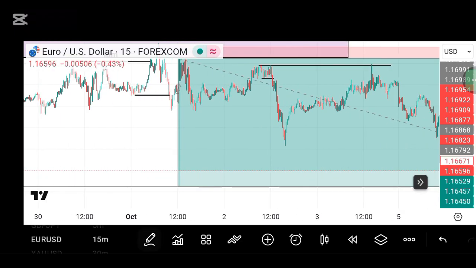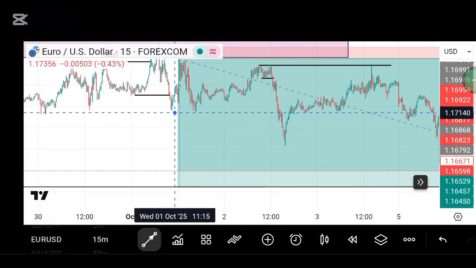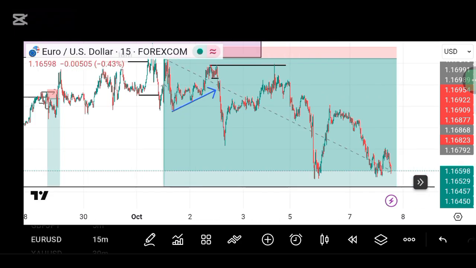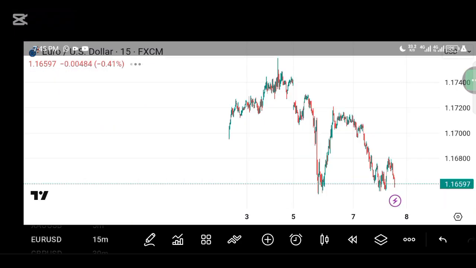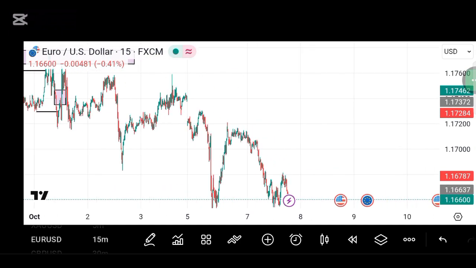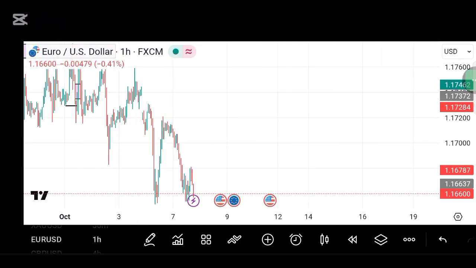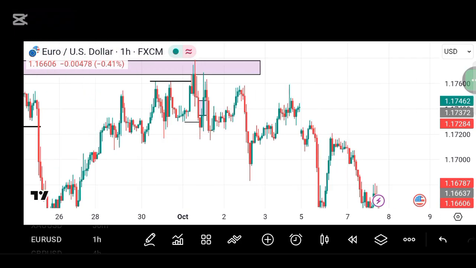did not allow me to stay long in the market. I had to close because price was retracing here. So let's go back to the other place. That was my first entry. The second entry price gave was this one. Let me look at the 1 hour time frame here. After that first entry, the second entry price gave was this one.